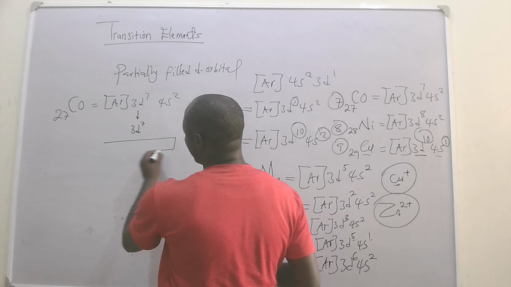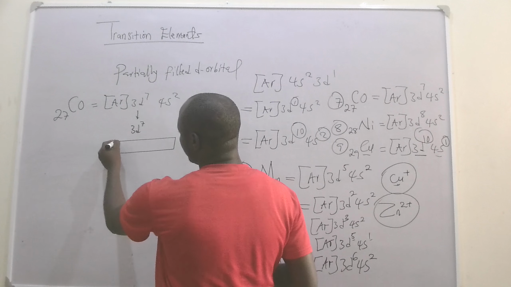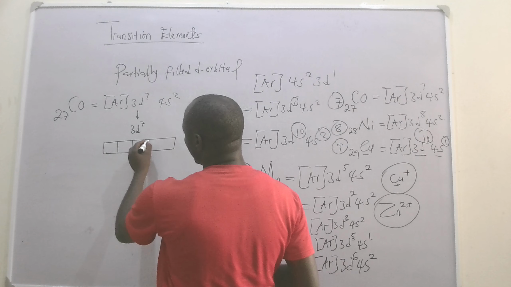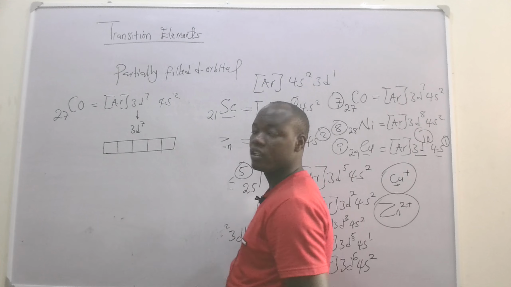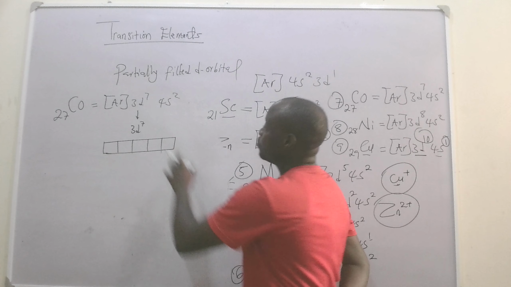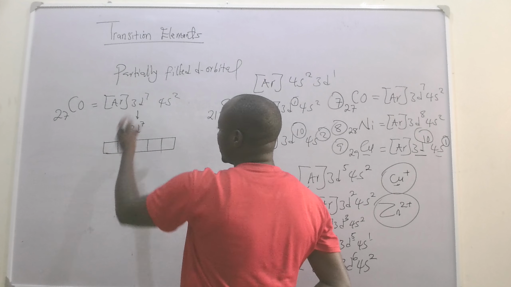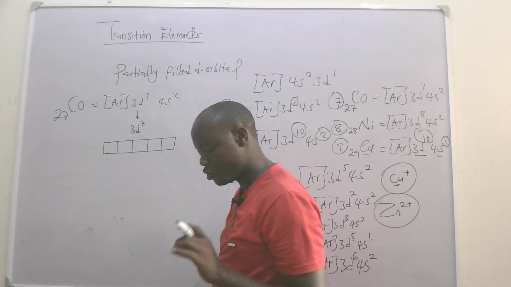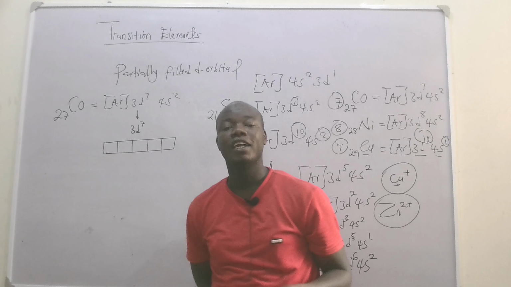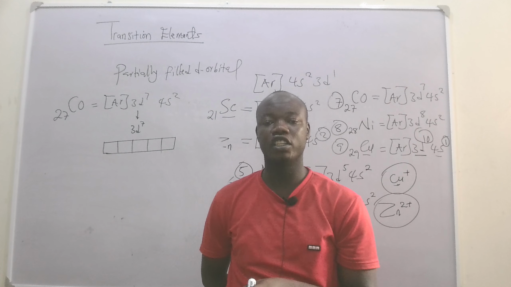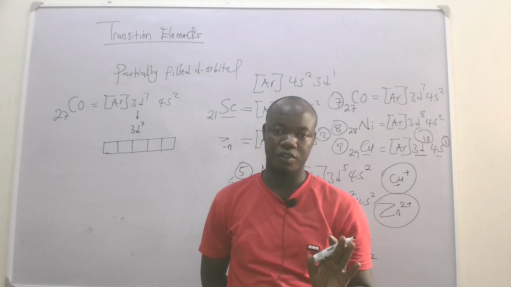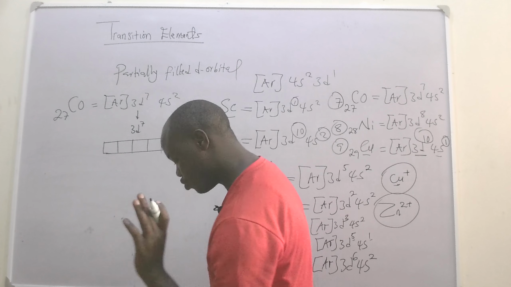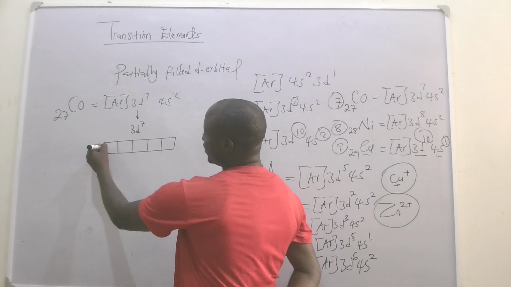In this 3d7, according to our principle, there are 5 subshells for the 3d orbital. So we have to arrange the electrons according to our principle. Hund's rule says that electrons are arranged singly in degenerate orbitals before pairing. So we are now going to arrange them singly. Let me start with this.